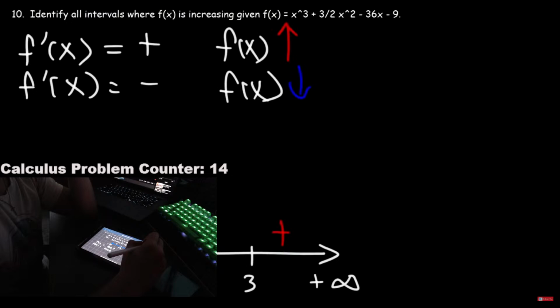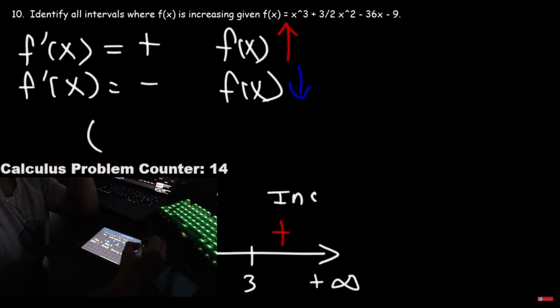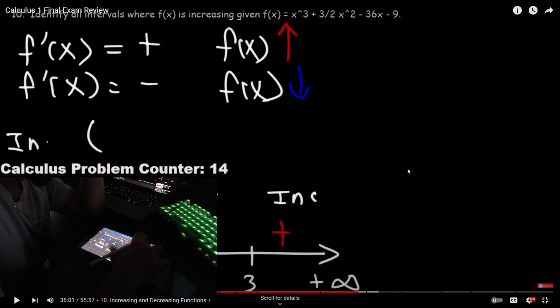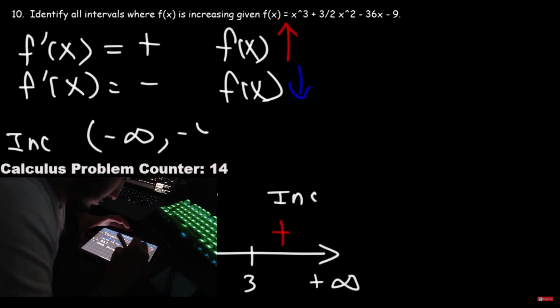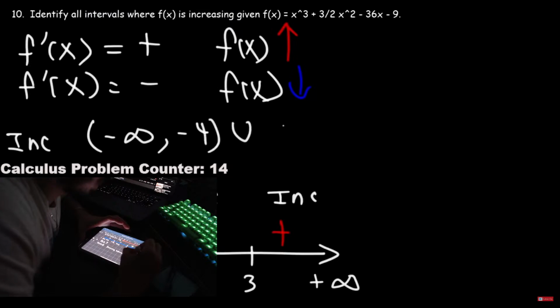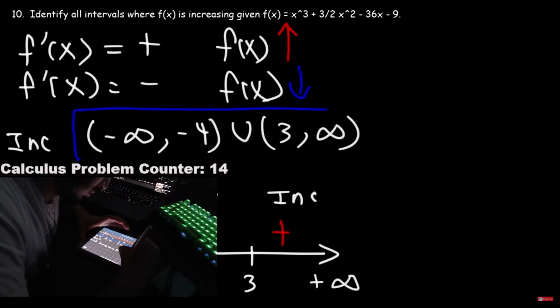So the function is increasing between negative infinity and negative 4, and it's also increasing between 3 and infinity. It's decreasing between negative 4 and 3. So the answer, we could say the function is increasing between negative infinity and negative 4, union, between 3 and infinity. So this is the answer to the problem.